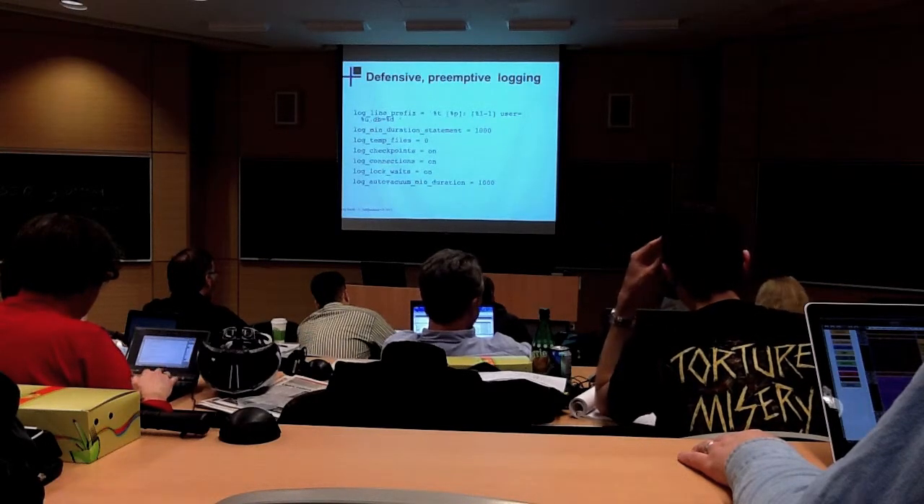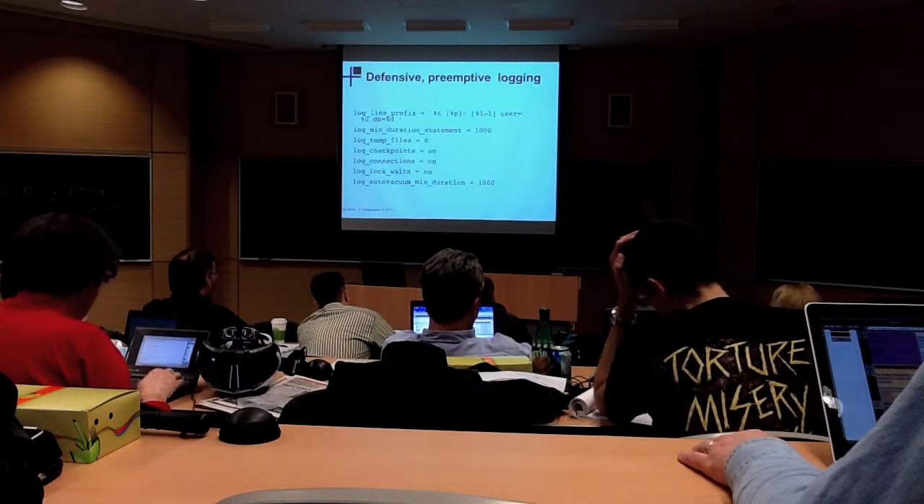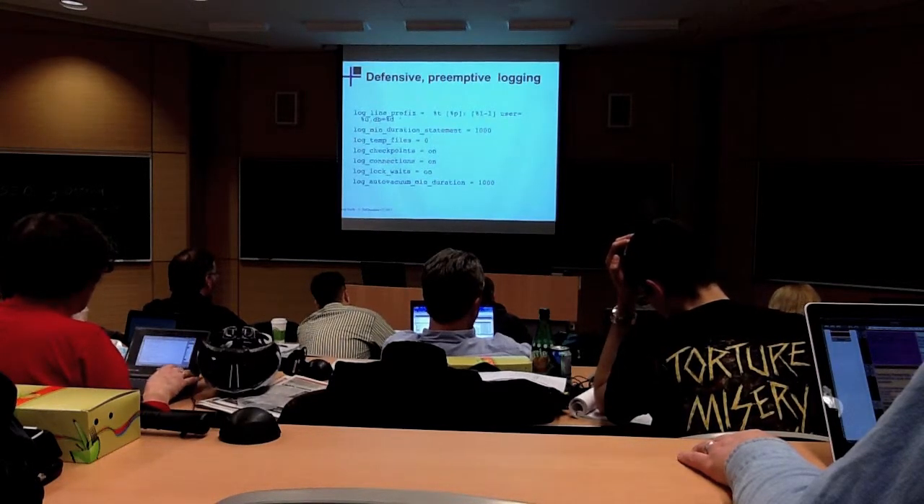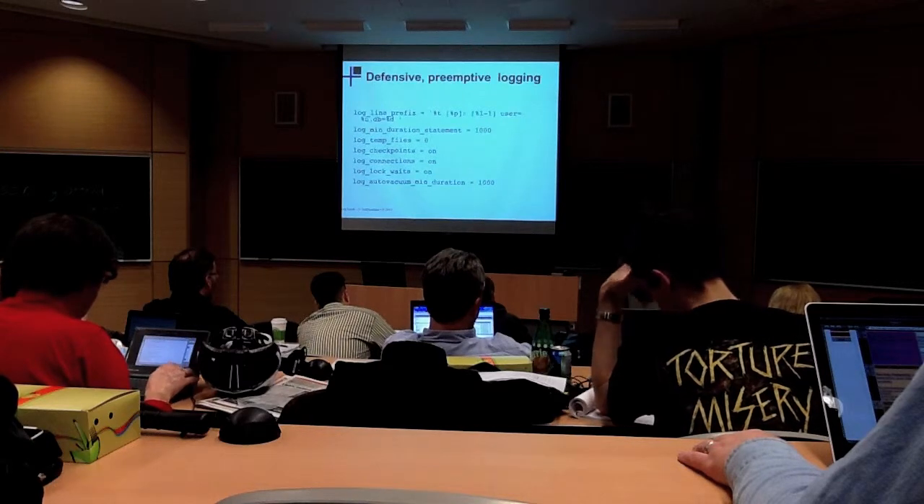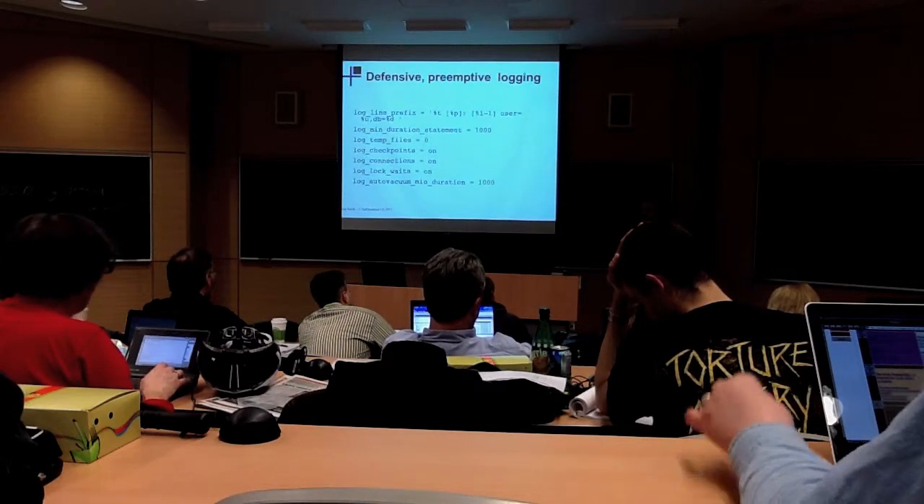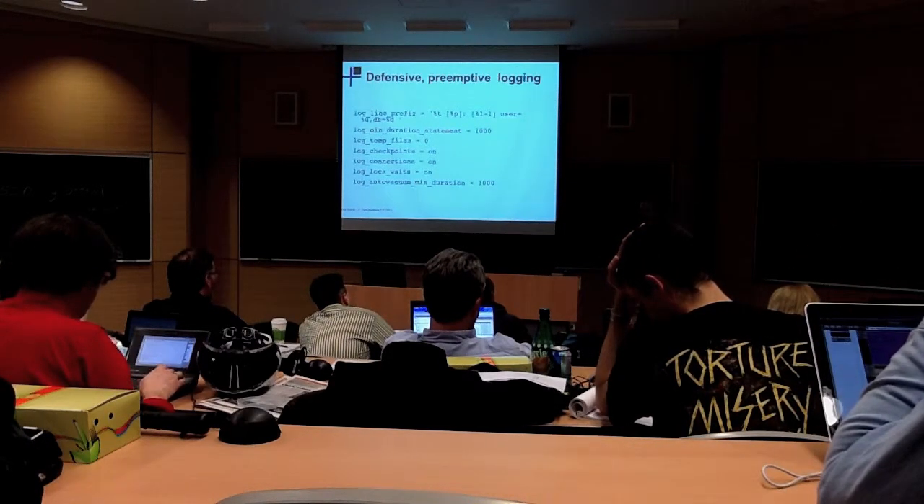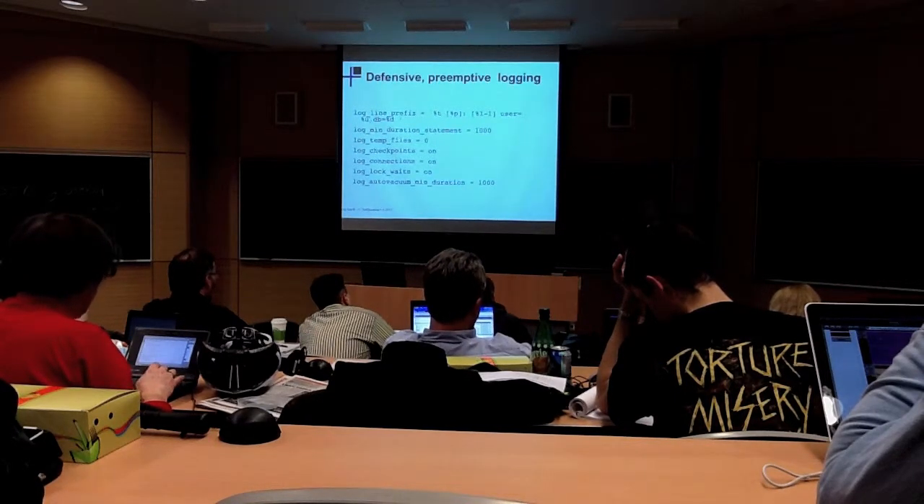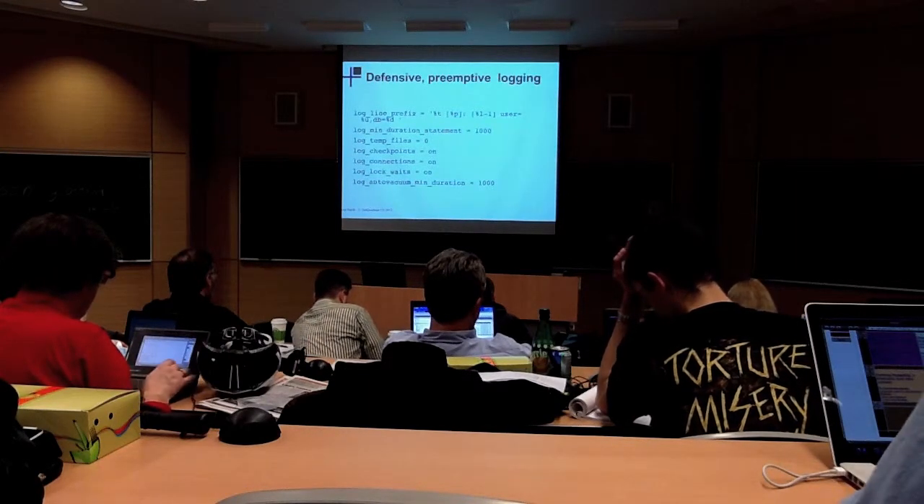Temp files are what happens when something doesn't fit in work_mem. So if it does the comparison with work_mem, it goes, I can't do this in memory, it writes it to a temp file instead. If you log those, you can use that as feedback for, did I set work_mem correctly?